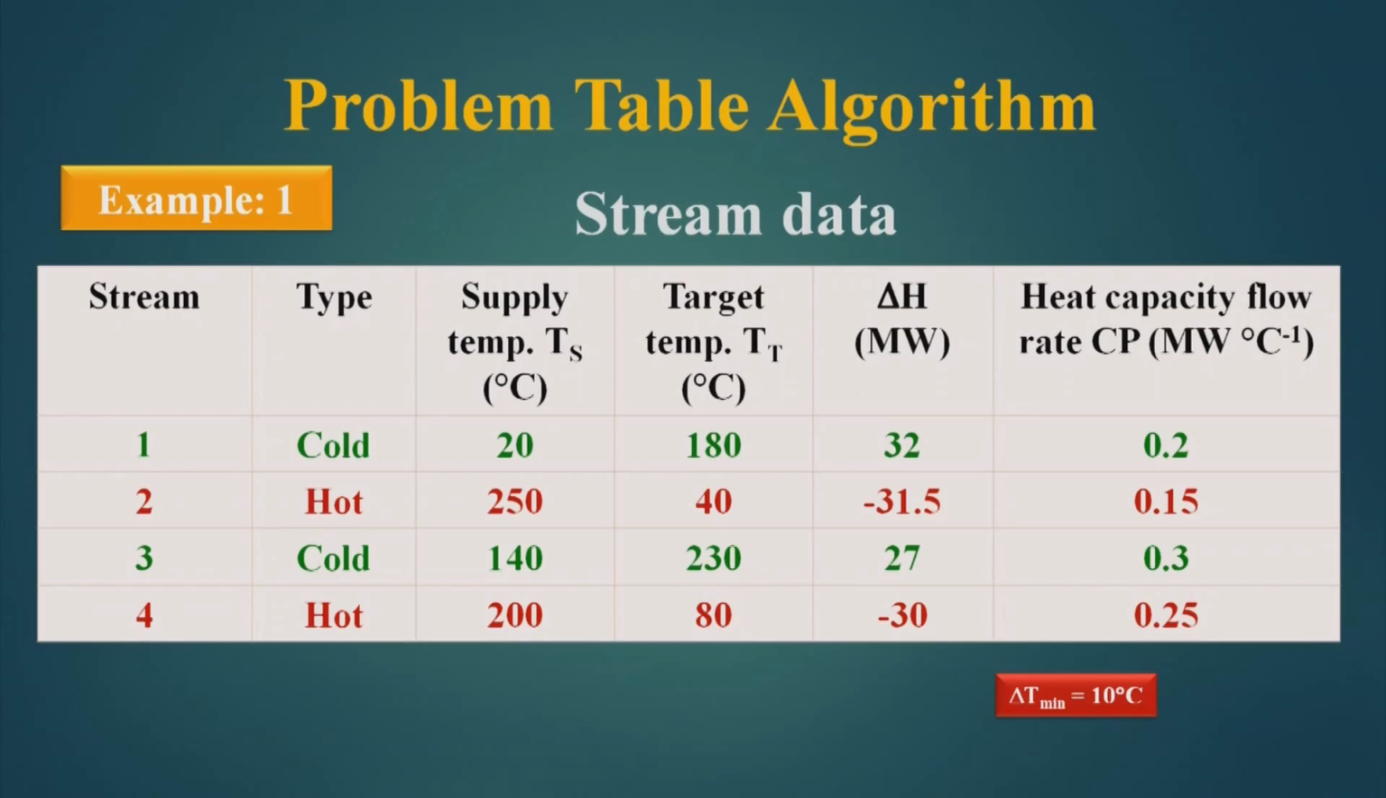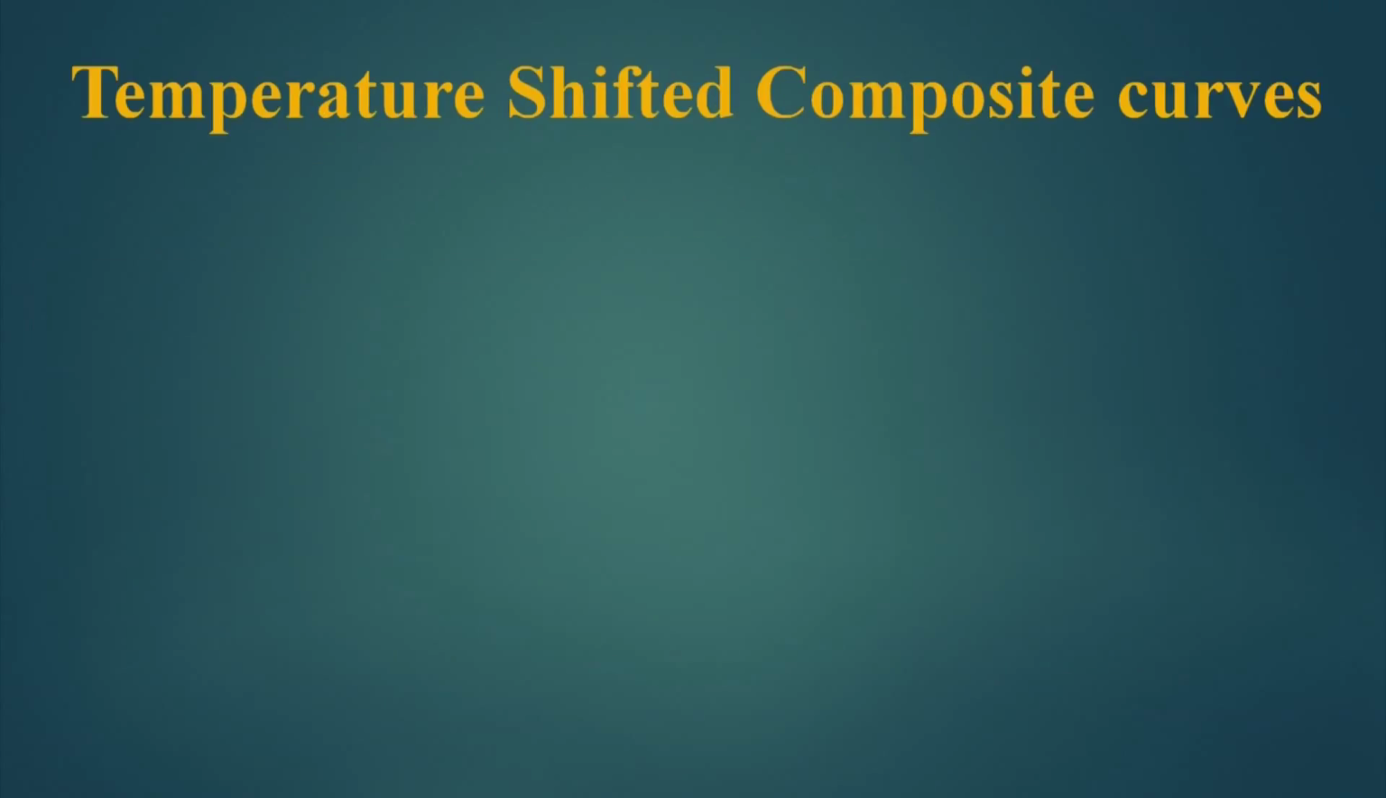To show you how to use the problem table algorithm, we have taken the stream data given in example 1. It has 2 cold streams and 2 hot streams. The supply and target temperatures of the streams are given. The Cp value, which is the heat capacity flow rate, is also given, and delta H values are calculated and filled up in this table. The delta T minimum considered for this stream table is 10 degree centigrade.